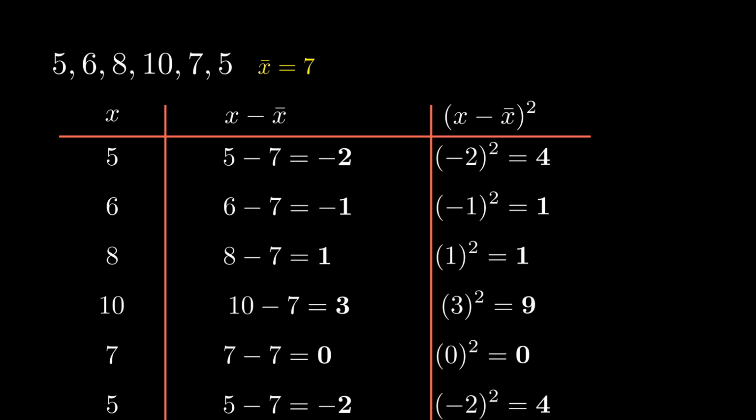For the standard deviation calculation, we need to calculate the sum of the last column, x take x bar, squared. This is represented by the Greek letter sigma. So we add this column together, which gets us a value of 19.